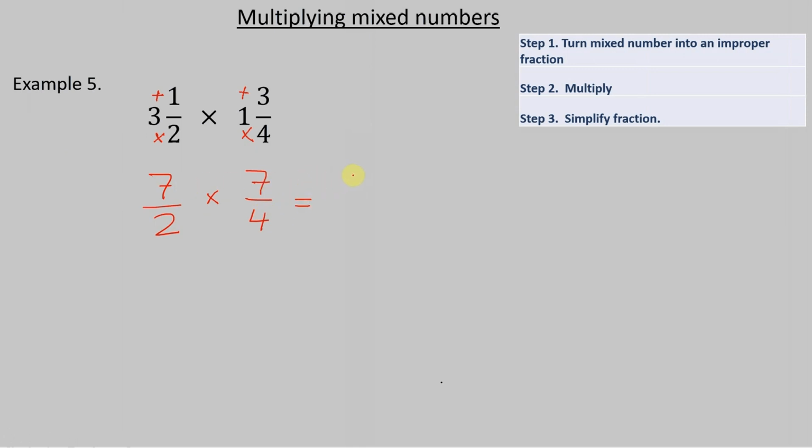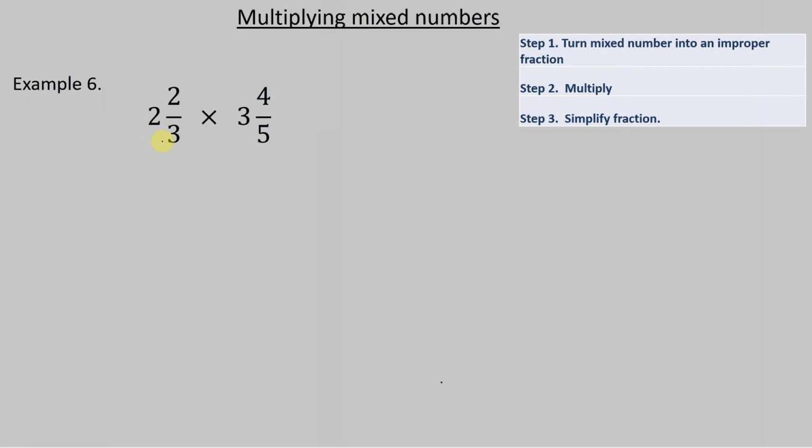Step number 2 is to multiply. So 7 times 7 gives us 49, and 2 times 4 gives us 8. And we're into step number 3, which is to simplify the fraction. 6 8s are 48. This goes in 6 times, and a remainder of 1 is 1 over 8.